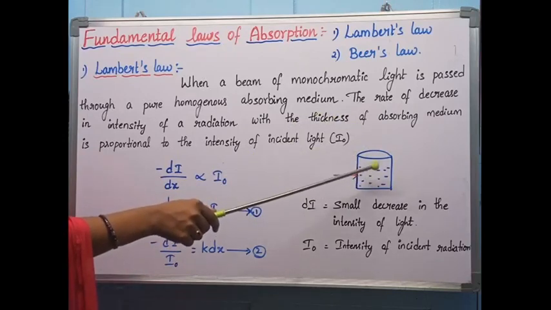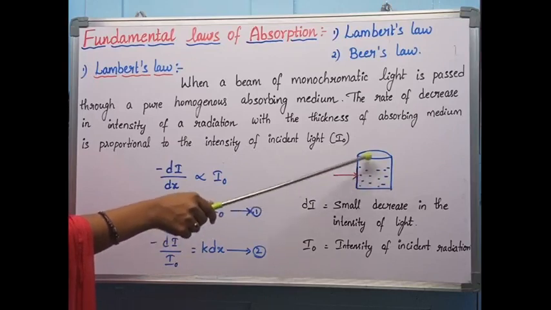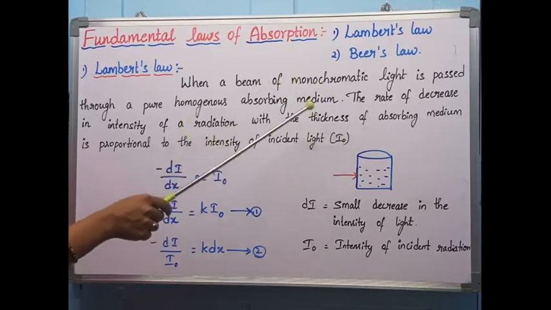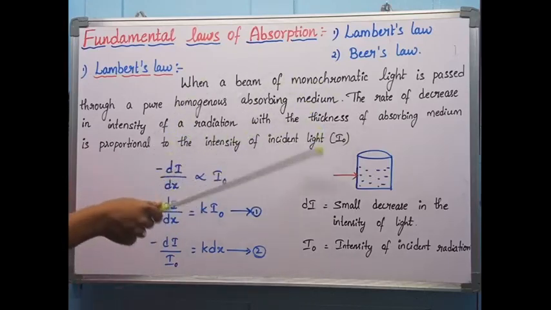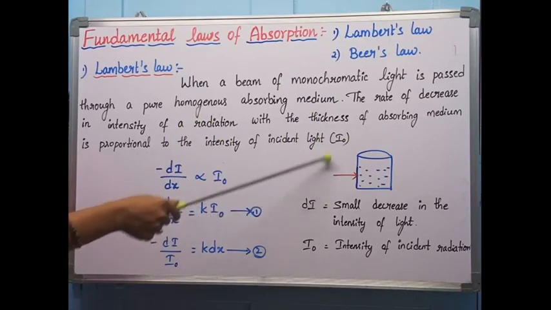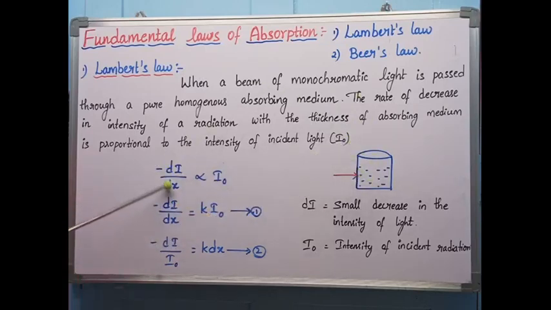The rate of decrease of intensity of radiation with thickness of medium is directly proportional to the I naught value, that is the intensity of incident light. So in the beginning there is some intensity for the monochromatic light, that is I naught. After some time there is a decrease in both intensity and thickness, which is indicated with dI by dx. Here d indicates a small change. So the small decrease in the intensity of light along with thickness of medium is directly proportional to the I naught value.